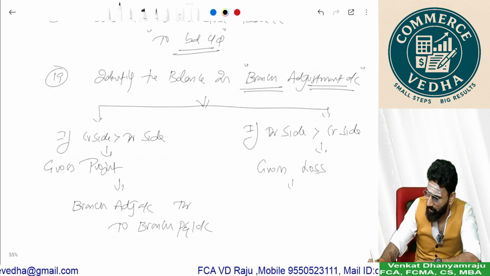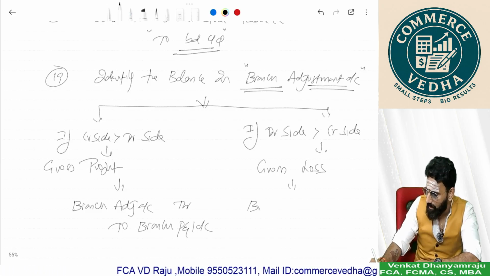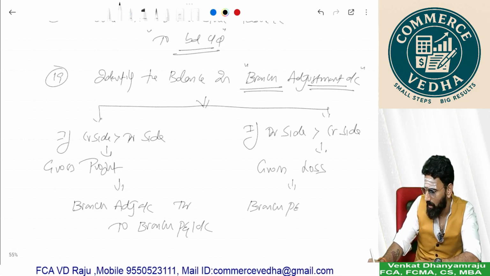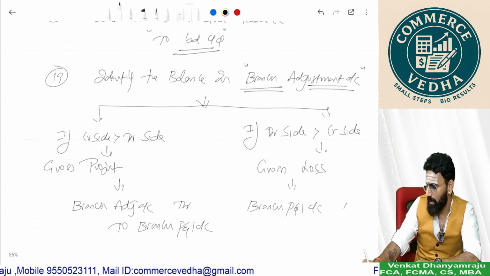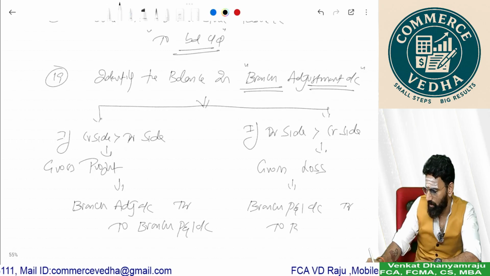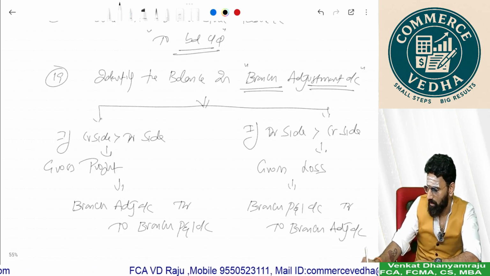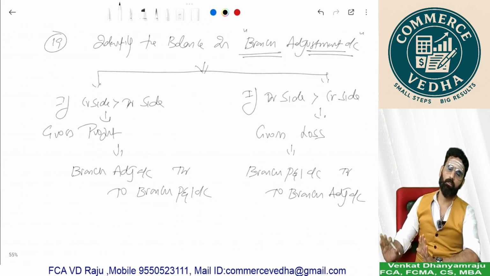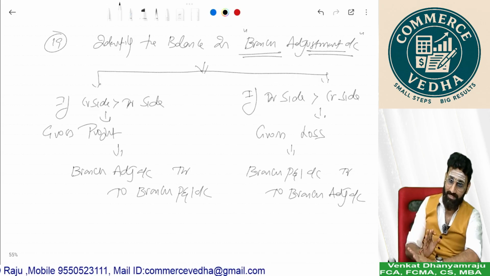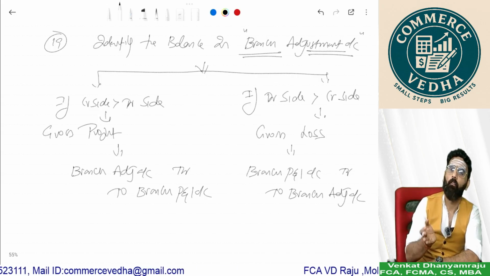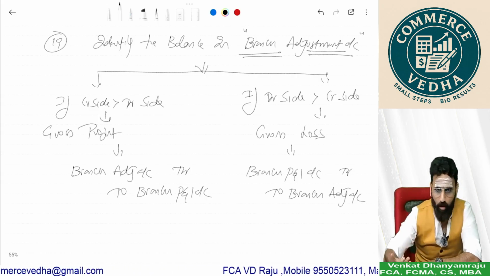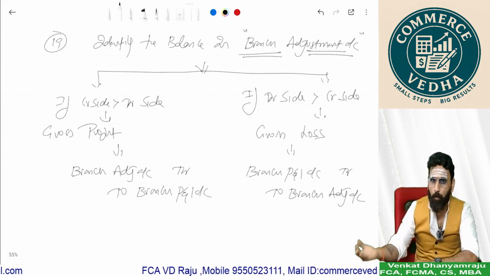And if it is loss, it is branch P&L account debit to branch adjustment account. So if credits are more than debits, it's a gross profit. Whether it is a gross profit or a gross loss, ultimately it must be transferred to P&L.